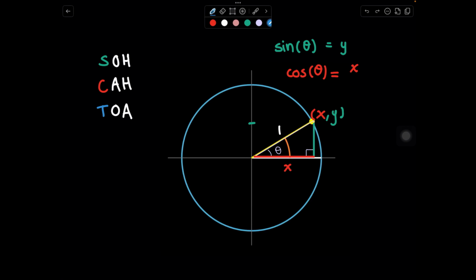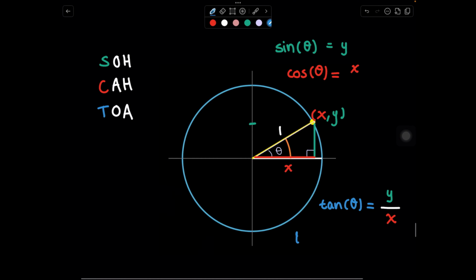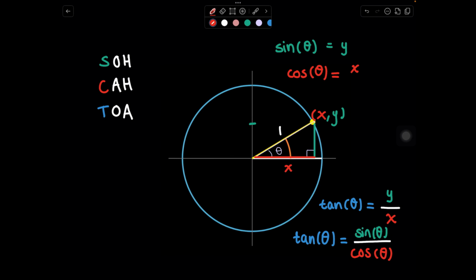And finally, tan is equal to opposite divided by adjacent. We found that our opposite was that length there, which is y. So tan of theta is equal to our opposite divided by our adjacent length, which is x. So what does this show? This shows that tan of theta is equal to sine of theta divided by cos of theta. So these are very important points to understand.